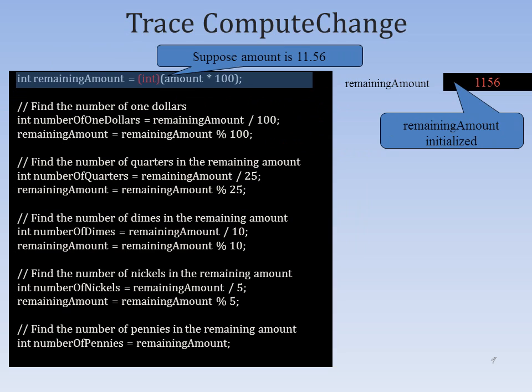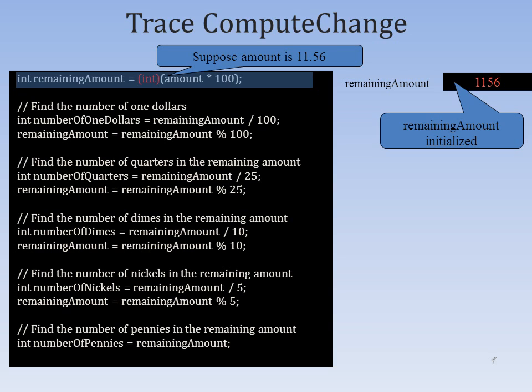So we're going to do a little desk checking of our program. Desk checking is going through the code and acting as if we are the computer. So we're going to pick up from the point where the user has entered the dollars and cents, and we'll suppose that the user has entered $11.56 and it's stored in amount. So the first thing we need to do is convert that amount to pennies by multiplying by 100.